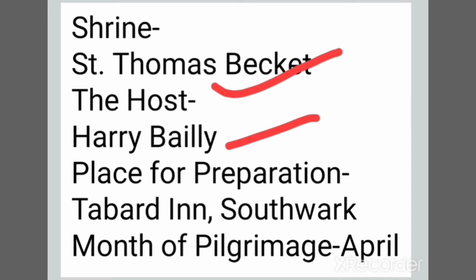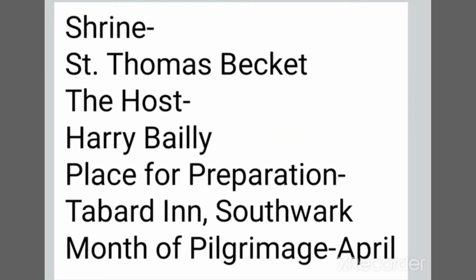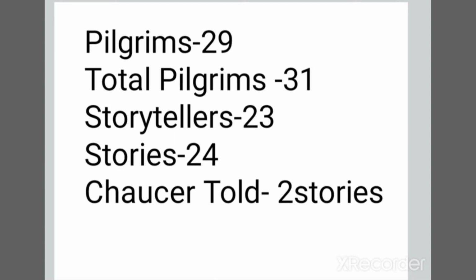They all stay at Tabard Inn, that is in Southwark, for the preparation of their pilgrimage. So all these pilgrims gathered at Tabard Inn in Southwark. In this way, they all started their journey in the month of April to the shrine of St. Thomas Becket. Initially it is said that Chaucer planned to write 120 stories, but he could write only 24 stories that we have today in the Canterbury Tales.